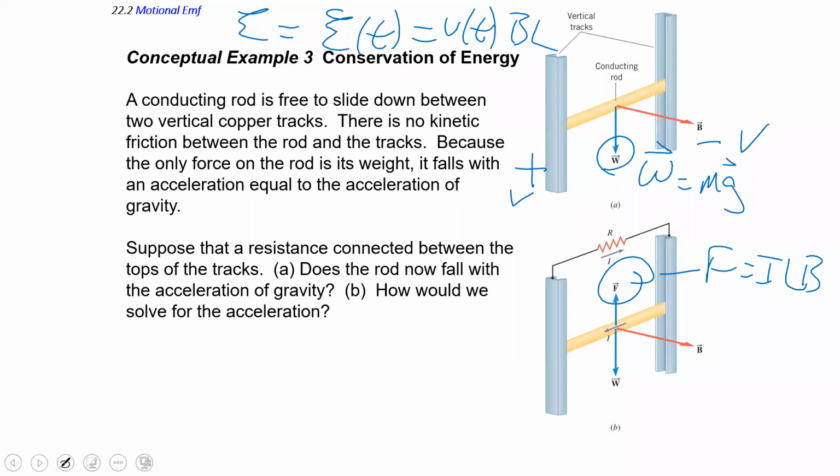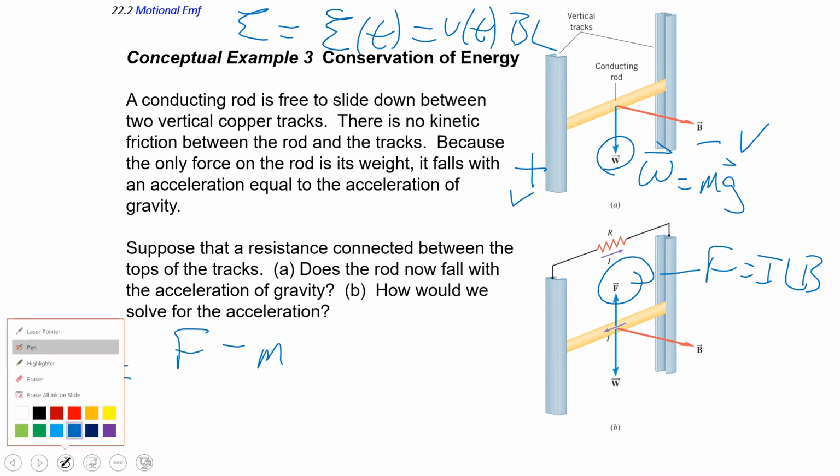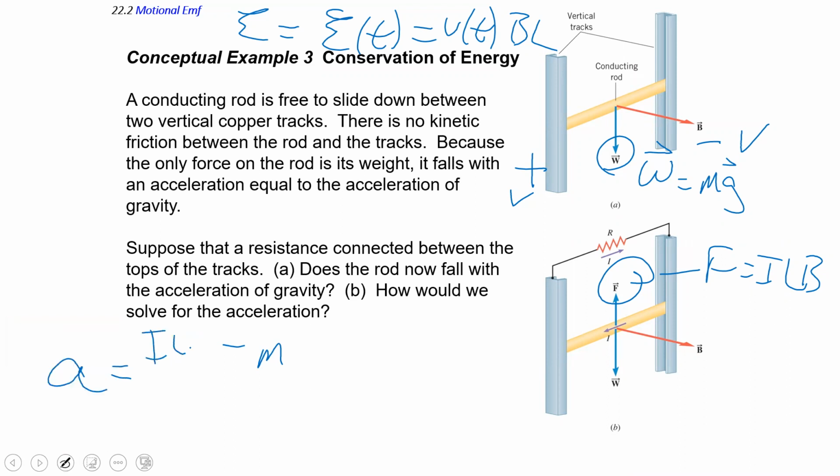In the second picture, now there's an upwards force. That means it has to accelerate slower. So it's going to fall slower anyway. And what's going to happen is it's going to come to a point, right? You can calculate the acceleration: it's the magnetic force, so ILB minus mg, over the mass. That's going to be your acceleration. It's going to reach a point where these forces are equal. The acceleration is zero, the velocity is constant.